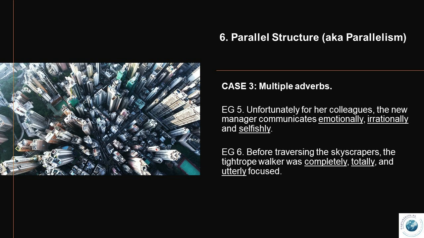Example 6. Before traversing the skyscrapers, the tightrope walker was completely, totally, and utterly focused. In this example, the past form, was focused, is modified by 3 adverbs: completely, totally, and utterly. And the purpose of this modification is to improve our understanding of how focused the tightrope walker was before performing such a crazy feat.